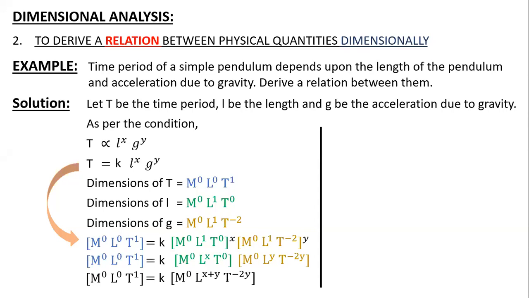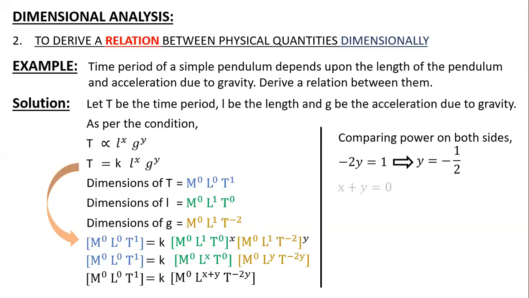So once you equate the power, the first equation I will get, if I equate the power of time, that is minus 2y equals 1, which implies you get y value is minus half. When you equate the power of length, you get x plus y equal to 0, where x is minus y and y you got minus half, so x you got is half. So you got the values of x and y.